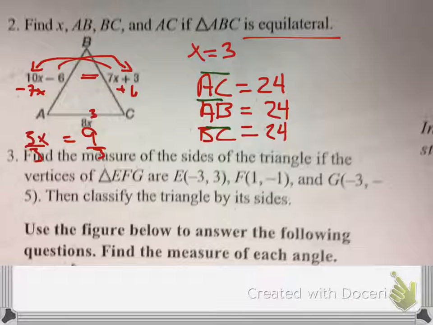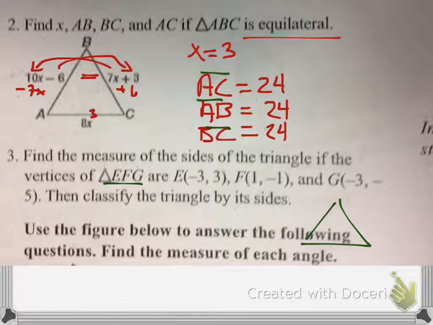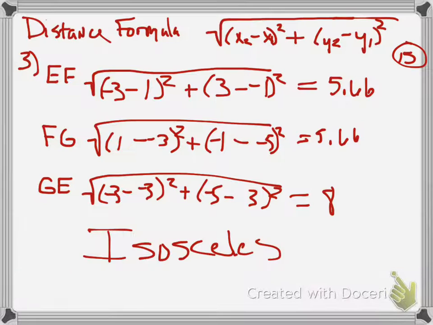Okay, now for number 3, what's going on here? Anyways, on number 3, we want to find the measures of the sides of triangle EFG. Now notice there, that means there are 3 sides. There's EF, there's FG. So if I look at this, EFG, I've got EF, FG, and GE. So how do I find the distance or the length of each side? Well, you go through the distance formula.